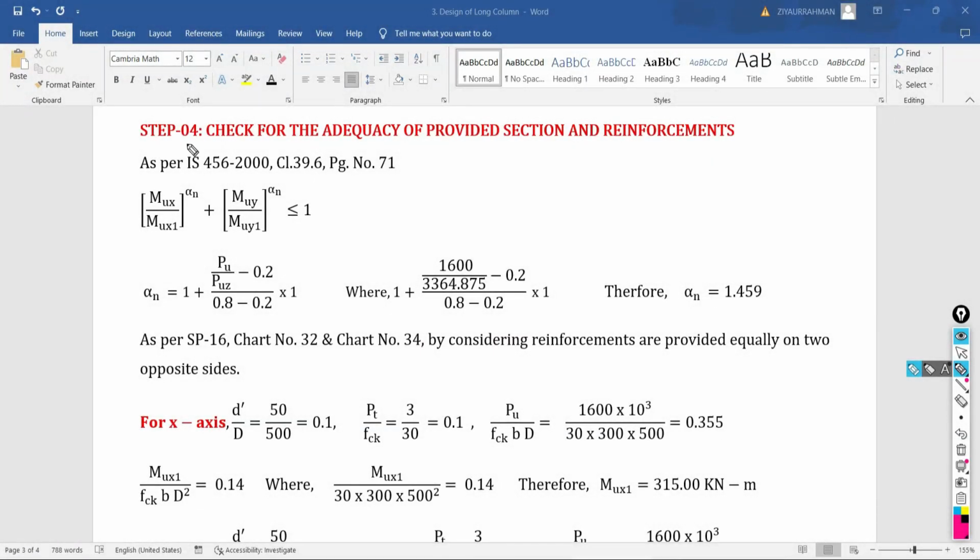Now come to step 4, where we are going to check for the adequacy of the provided section and reinforcement. So basically in this step we are going to check whether the provided section size of the column and provided percentage of reinforcement is okay or not. For that, we need to look at clause number 39.6 of IS 456/2000.